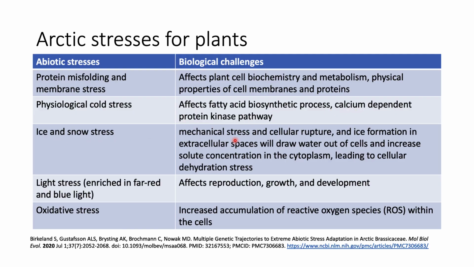Ice and snow stress: mechanical stress and cellular rupture, and ice formation in the extracellular space will draw water out of the cells and increase solute concentration in the cytoplasm, leading to cellular dehydration stress. Light stress: this is enriched in far red and blue light. This affects reproduction, growth and development. Oxidative stress: increased accumulation of reactive oxygen species within the cells. These are all the various abiotic stresses which affect the Arctic plants.